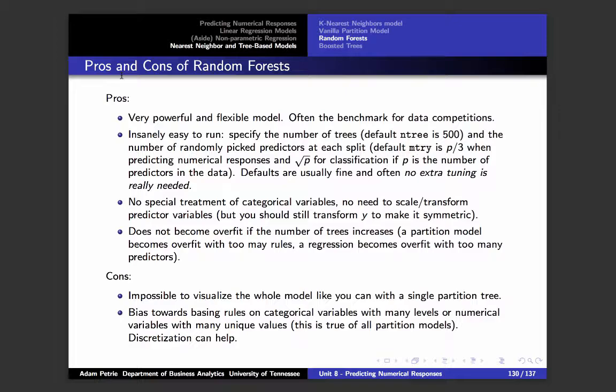But after discretization, you pretty much just throw the data at the random forest and it does a pretty good job at making predictions. So the cons is that, well, you can no longer really visualize the model. It's not like you can plot a random forest to make a prediction manually. And it does have a bias, like all of the tree-based models, of basing rules on predictor variables that have a lot of unique values. That's where that discretization scheme comes into play.